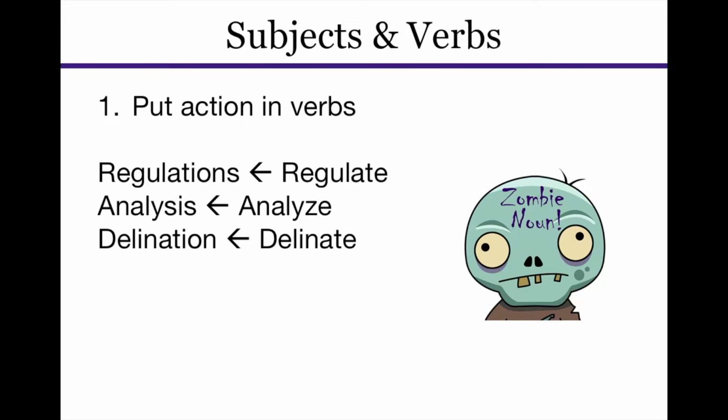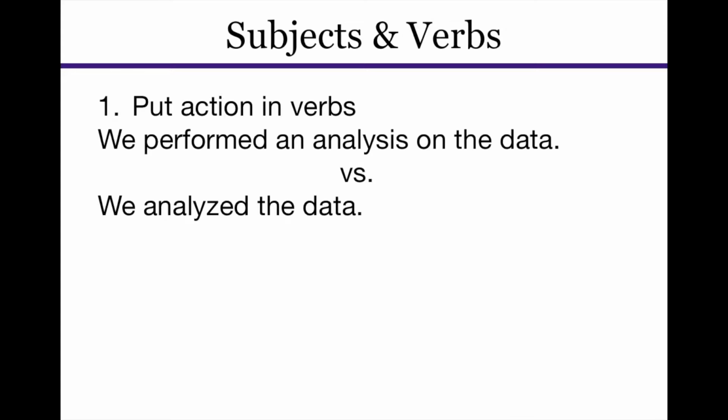Said another way, you should seek to avoid zombie nouns, verbs that have been turned into nouns. Some examples include regulation in place of to regulate, analysis in place of to analyze, and delineation in place of to delineate. Can you think of any more? Putting action in verbs is important because the average reader expects for verbs or predicates of a sentence to contain information about what was done. When we use nominalizations, the zombie nouns, we violate this expectation. Here's an example.